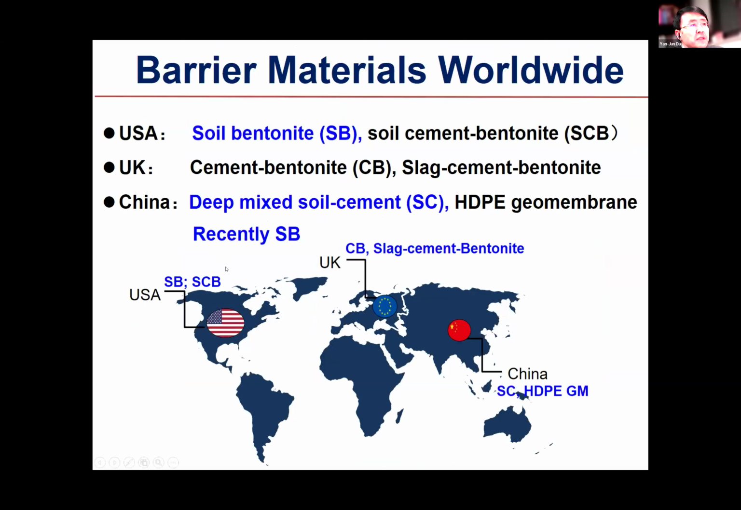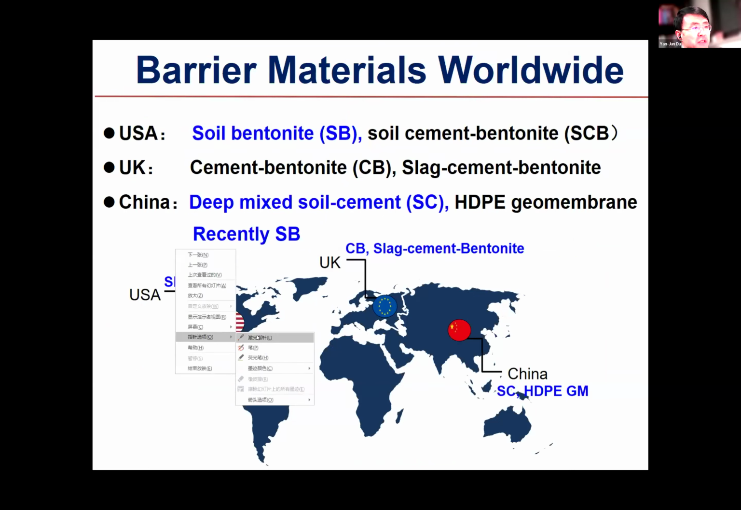In the US, soil bentonite is very popular and is the main method. Recently, soil cement bentonite has received attention. In the UK, cement bentonite and slag cement bentonite backfills are very popular. In China, it's a little bit different. Deep mixed soil cement is used as a mixed wall, as well as geomembrane. But recently, SB backfill is receiving attention.